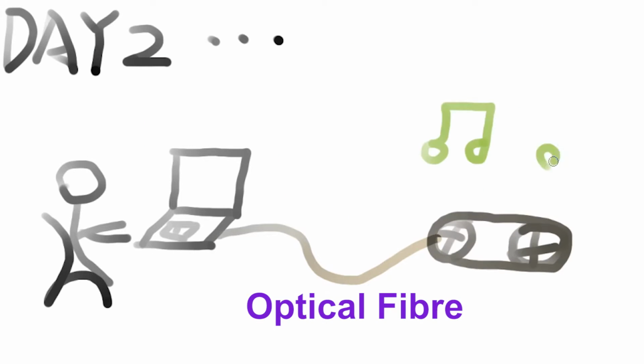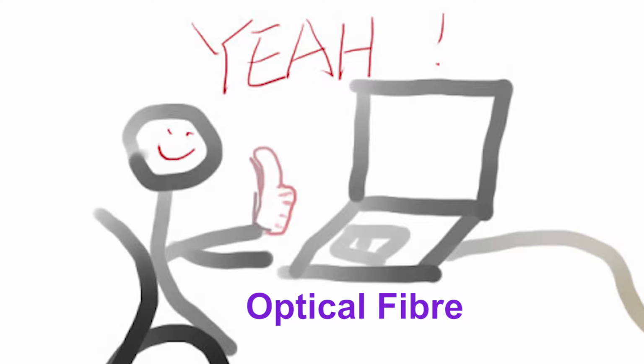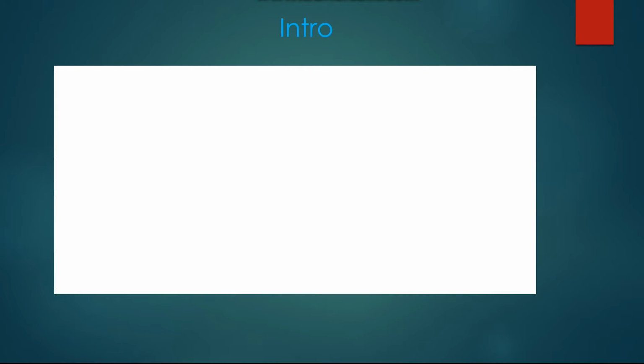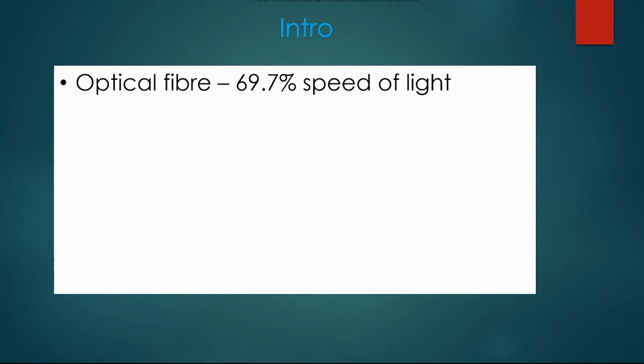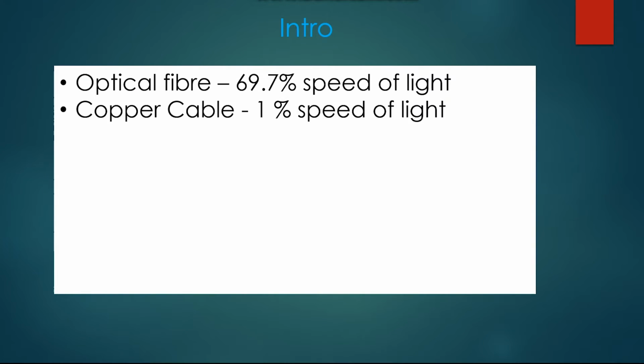On day 2, Stickman opts for a brand new fiber optic cable, which is much faster than copper wires over a large volume of data. Optical fiber technology takes advantage of the fastest thing in the universe, light, whereas copper cables use electrons to transmit data that travels at only 1% of the speed of light.